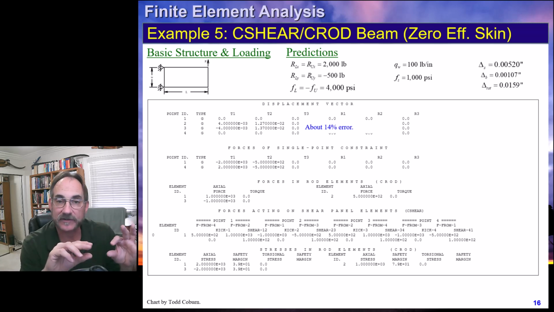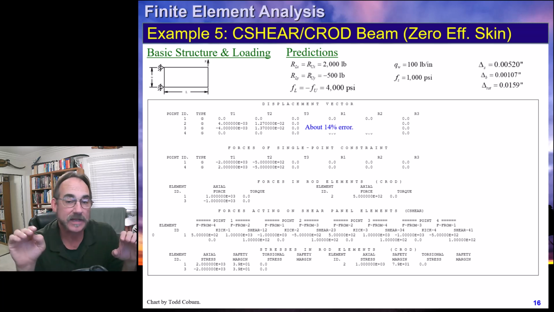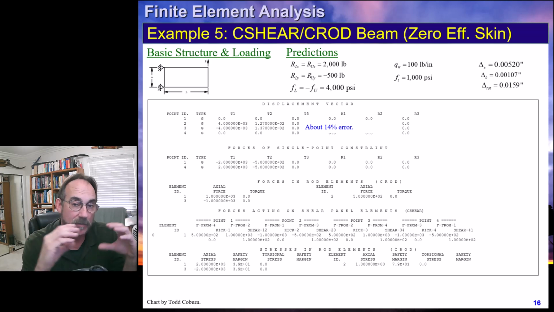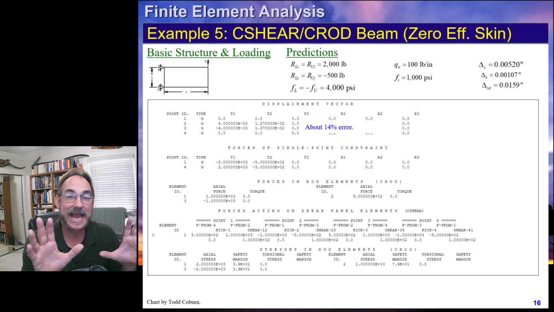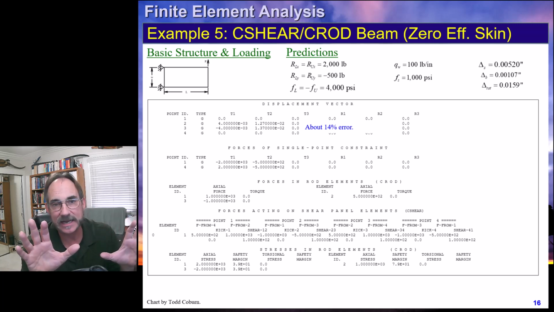Usually there's going to be some effective width of skin. We often won't want to ignore that. But whether we put that in the rods themselves, or we model it in the CSHEAR elements, or we model part of it in one place and part in the other, can result in nearly identical, essentially identical results.